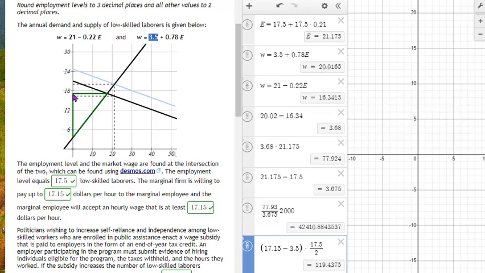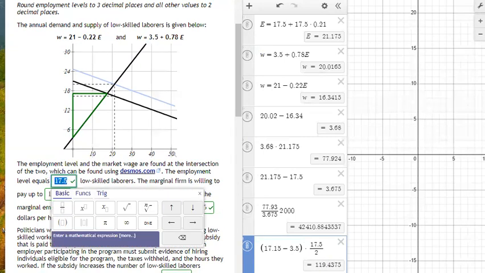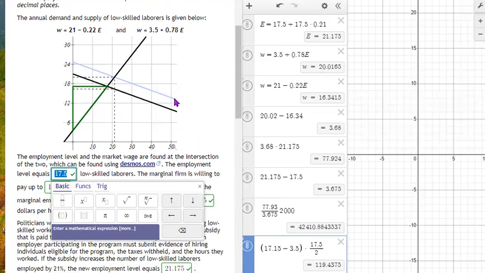That's 3.5. This is the original equilibrium, 17.15, right? And the width of this triangle, again, is the initial equilibrium number of employees hired, 17.5. Now, if we don't divide by 2, we get the area of a rectangle here, right? So we only want half that area. A triangle is half a rectangle. So we divide by 2. And we get a worker surplus of $119.44.